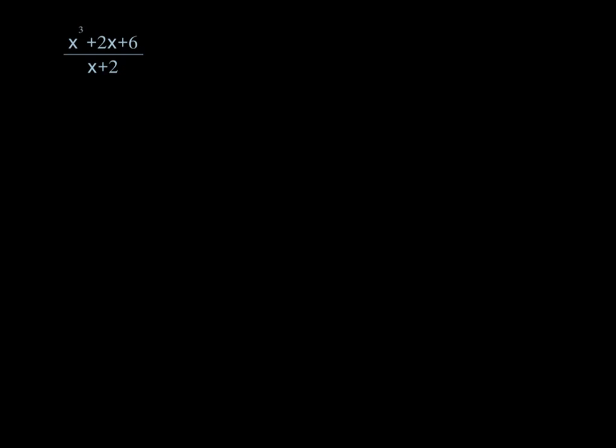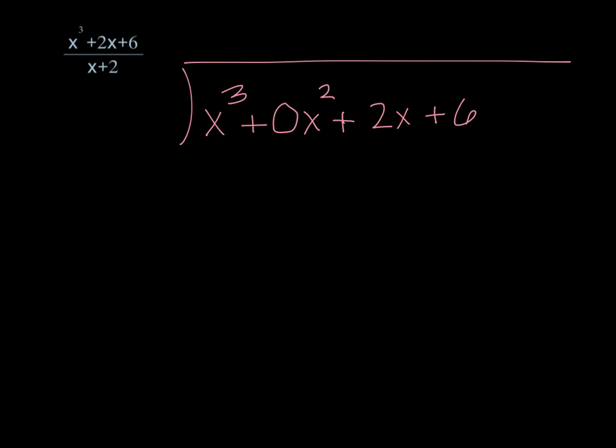For our last example, I wanted to talk about what to do if you're missing one of the terms. You'll notice here we have x cubed plus 2x plus 6, but it's actually missing an x squared term. So we're going to write this as x cubed plus 0x squared plus 2x plus 6. I need to put a placeholder in there, and in a moment I think you'll see why. We're going to divide that by x plus 2.